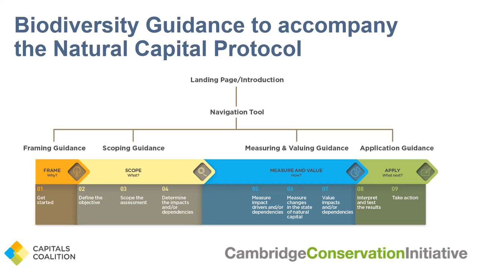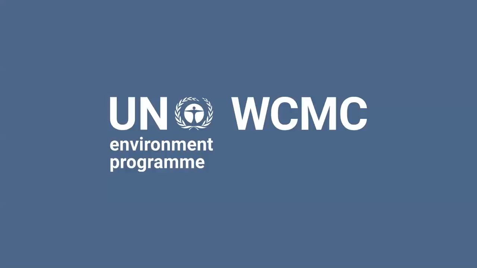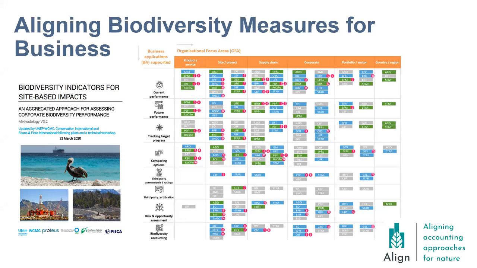And as part of this, I then wanted to go on to my final piece, which is about measurement. The measuring guidance from the biodiversity guidance heavily draws upon work from the Aligning Biodiversity Measures for Business Collaboration and work by many others in this space, like the EU Business and Biodiversity Platform. So there's a huge amount of work ongoing in this space.